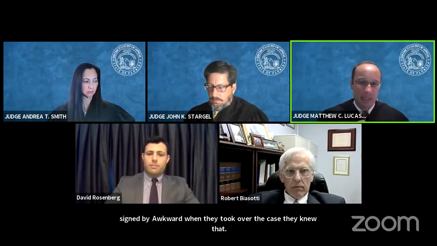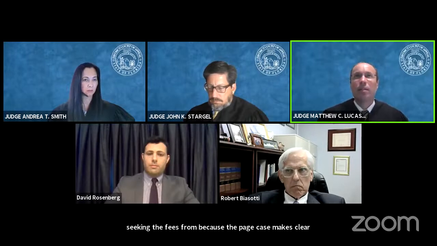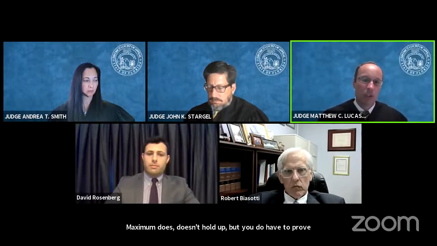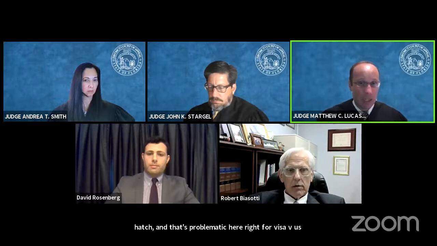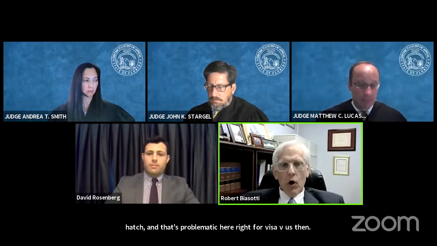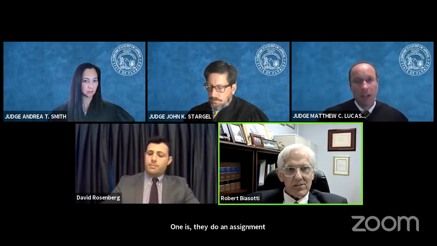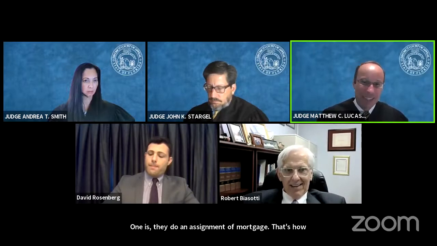But I think that's what complicates this, is that is the pocket that you all are seeking your fees from, because the Page case makes clear that the no standing, no fees maxim doesn't hold up, but you do have to prove some kind of a contractual relationship upon which the reciprocal provision of 57.105 can attach. And that's problematic here, right? Vis-a-vis US Bank. Why is it not? I would say no. Two things. One is they did an assignment of mortgage. That's how they got into this case. Okay, let's start with that.